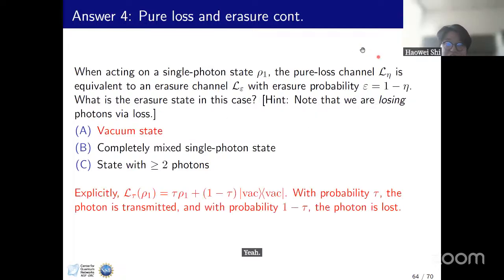So the answer is A, the vacuum state. When the photon is lost, it's converted into a vacuum state.